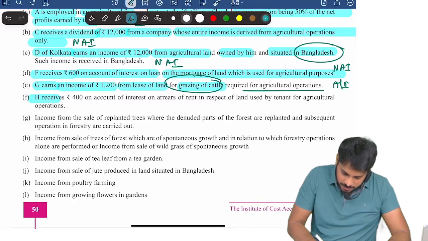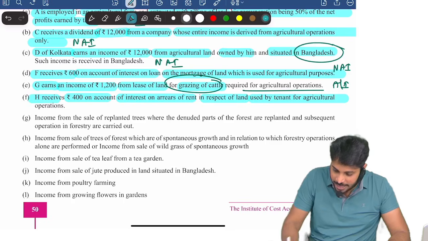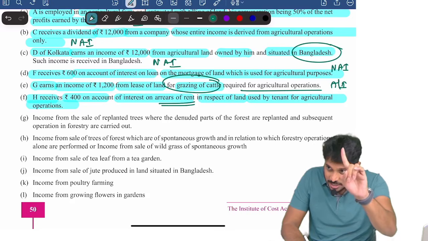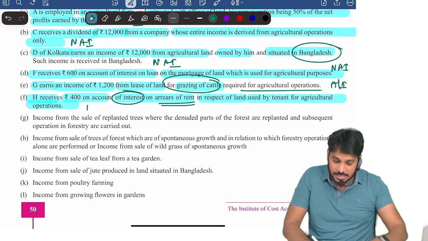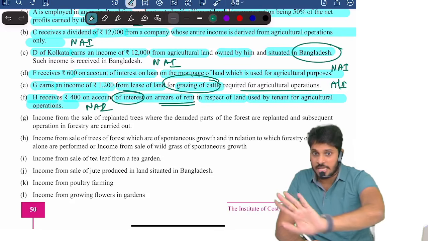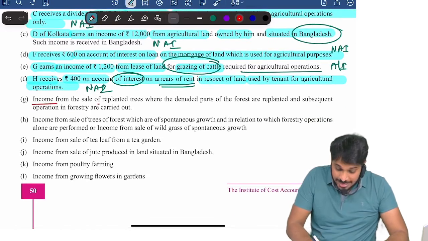Next, H receives 400 rupees on account of interest on arrears of rent in respect of land used by the tenant for agricultural operations. Remember, rent is agriculture income. Interest on rent is finance income, so that is non-agriculture income. Finance income on arrears of rent is not agriculture income. Understood?